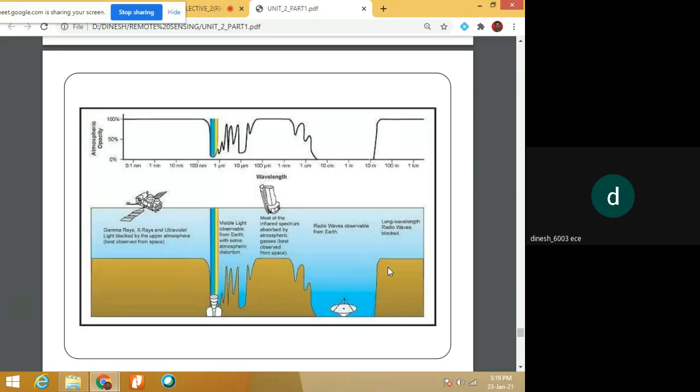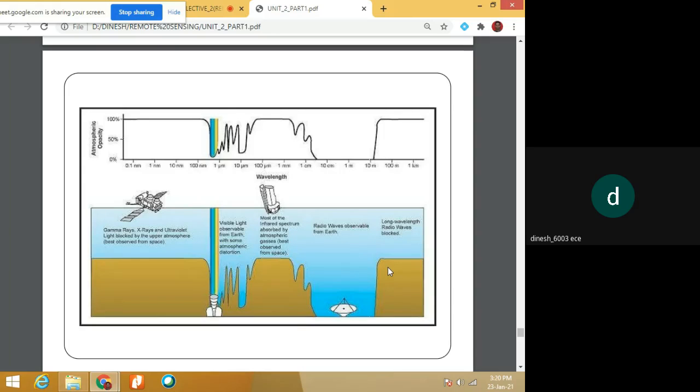You can see the Earth. The gamma rays, X-rays, ultraviolet rays are blocked by the upper atmosphere, whereas visible light is observable from Earth with some atmospheric distortion. Most of the infrared spectrum is absorbed by the atmospheric gases. Radio waves can be observed from Earth. Long wavelength radio waves are being blocked.